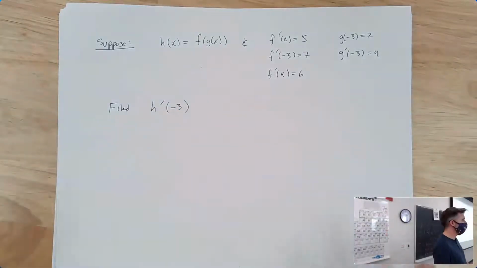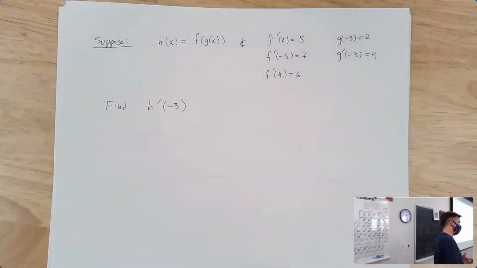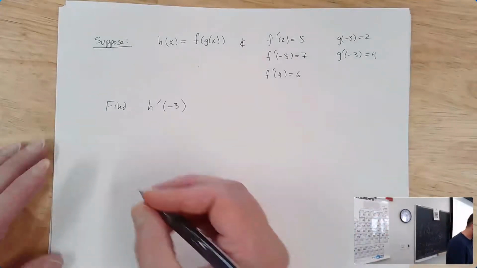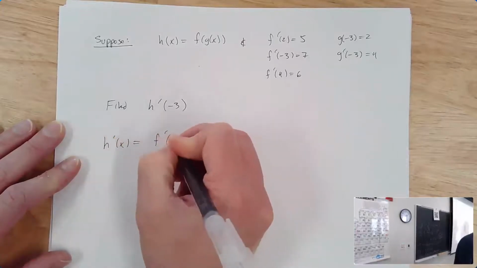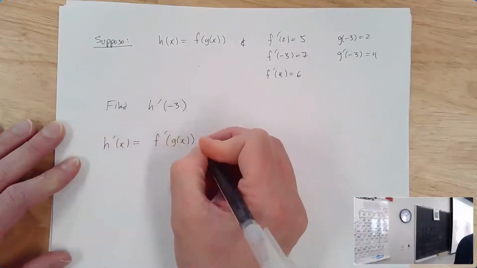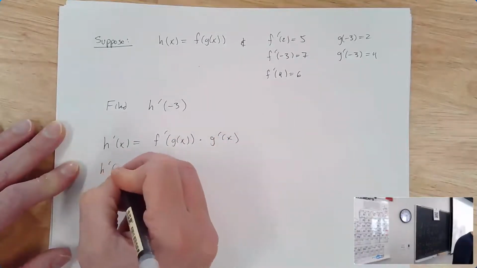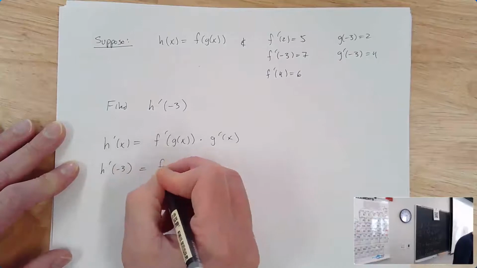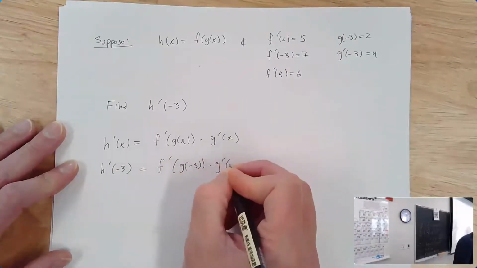Here, sure, it's good to know that the derivative of h is the derivative of the outer thing, leave the inside stuff alone, multiply by the derivative of the inside thing. That's just the formula. But we need to know the formula so that we can then find what they're asking us to find. So we want to find h prime of negative 3, which is going to be f prime of g of negative 3 times g prime of negative 3.